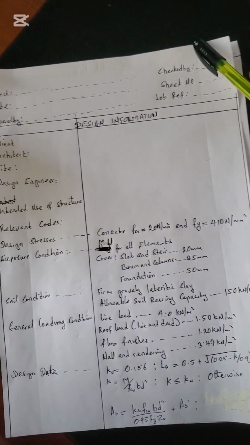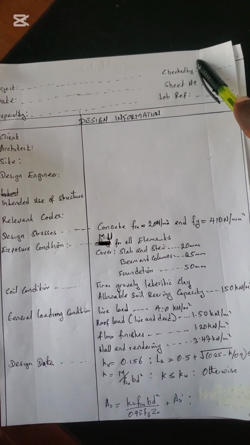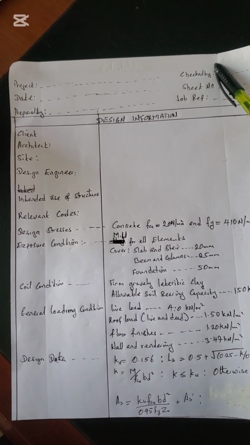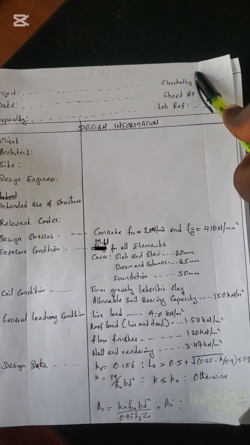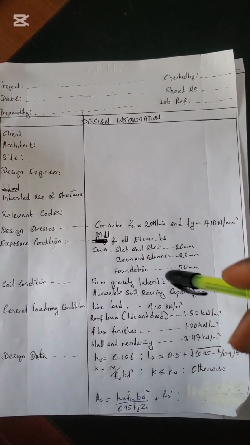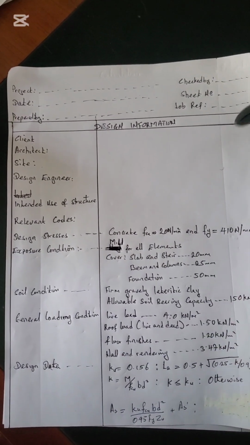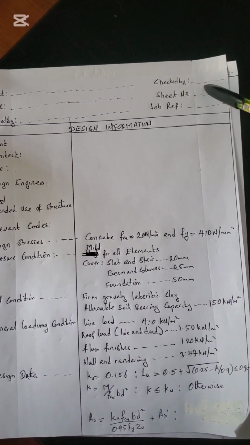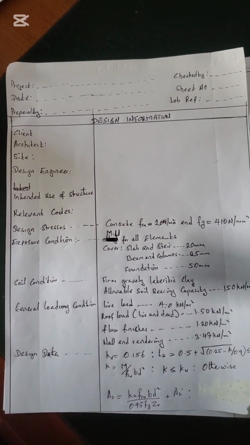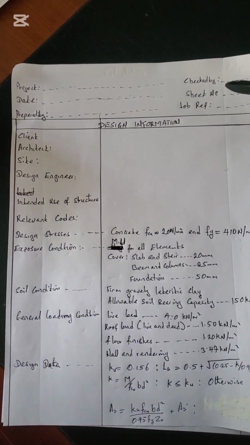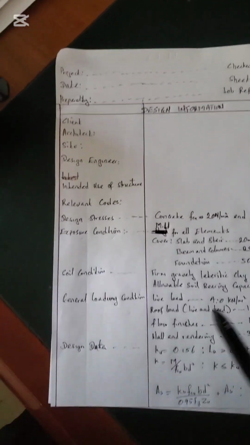So, if you are not a registered engineer, you cannot check it. So, you must employ the services of a structural engineer to check whatever you have designed and analyzed. So, if approved, the person will put the name here. Then the sheet number, if you prepare your sheet number, each number you name them. Then job reference if you have any.